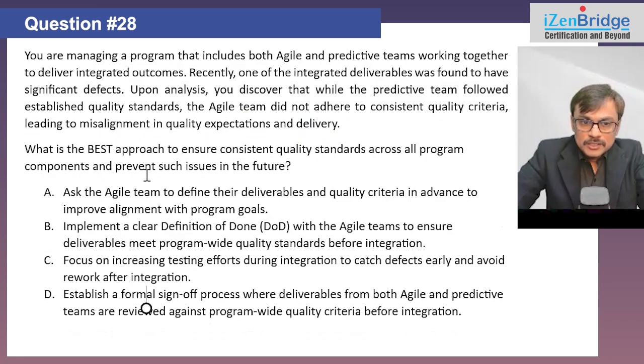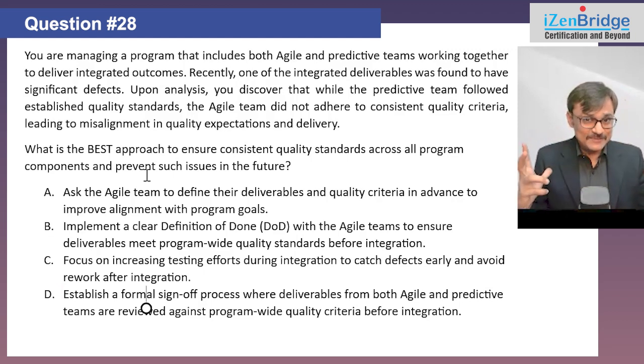Question number 28. You are managing a program that includes both agile and predictive team working together to deliver integrated outcome. Recently, one of the integrated deliverable was found to have significant defects. Upon analyzing, you discovered that while the predictive team followed established quality standard, the agile team did not adhere to consistent quality criteria, leading to misalignment in quality expectations and delivery. Okay, interesting. So what is the best approach to ensure consistent quality standard across all program component and prevent such issues in the future?